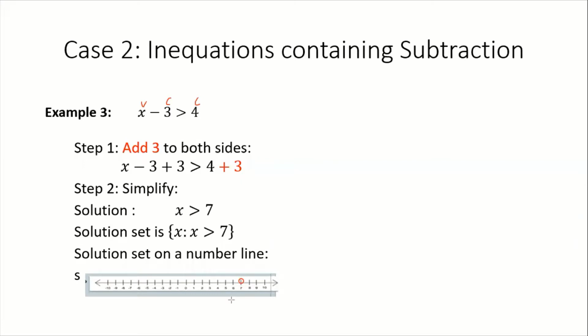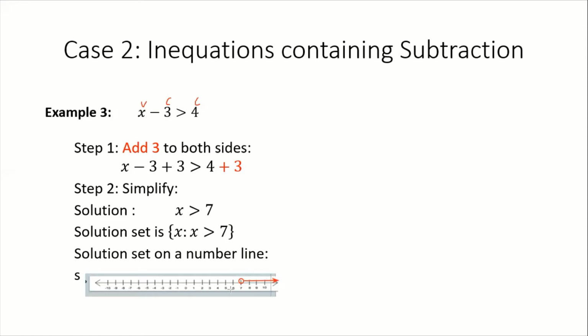So let's look at the number line and observe some values that are greater than 7. Is 7 greater than 7? No. Is 6 greater than 7? No. Is 8 greater than 7? Yes. Is 9 greater than 7? Yes. Is 10 greater than 7? Yes. That means, notice I'm going towards the right, the arrow should be drawn towards the right. Those are all the values that represent x is greater than 7.